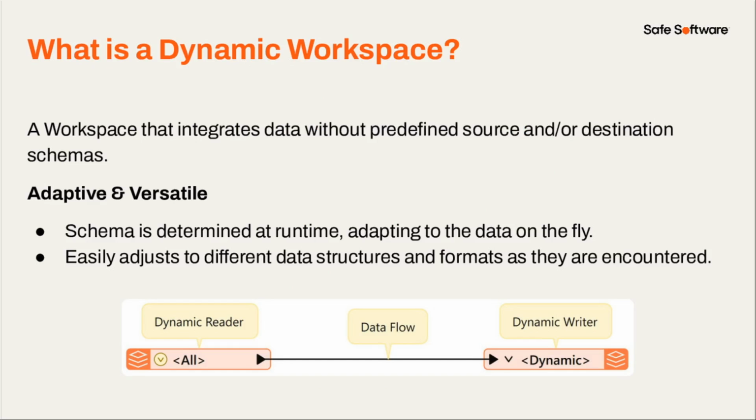But here we're obviously talking mainly about dynamic workspaces. So what is a dynamic workspace? This is something that integrates data without any predefined source or destination schemas, and this allows them to be extremely adaptive and versatile. So you can typically identify these on a canvas just from that screenshot on the very bottom there as something that indicates all, which means there are more than one associated feature types with that reader feature type on the canvas. And on the writer side, it'll actually be flagged as something that is dynamic. And that means it's going to be fully data-driven.